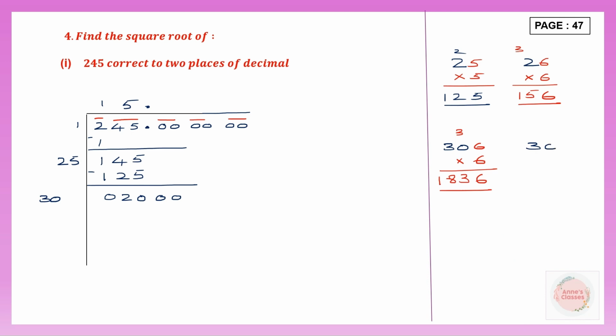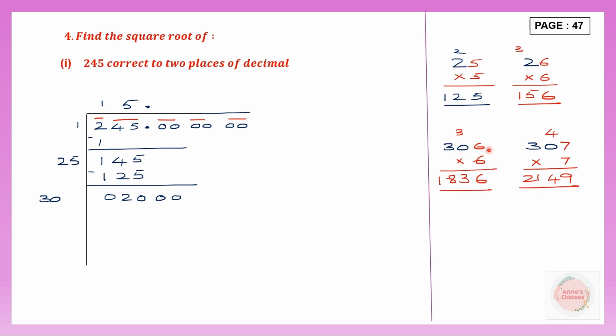Let's see by multiplying 30 and by putting 7 next to it what we get. So let's write 30. We'll put 7 next to it. Multiply this by 7 and see what we get. 7 sevens are 49, carry 4. Then 7 zeros are 0. You bring down 4. 7 threes are 21. So here we have 1836. Here we have 2149. The most suitable is this one.